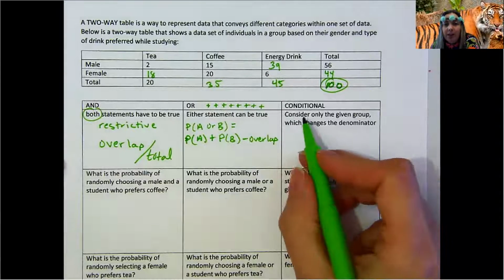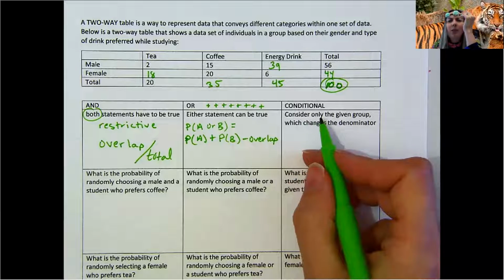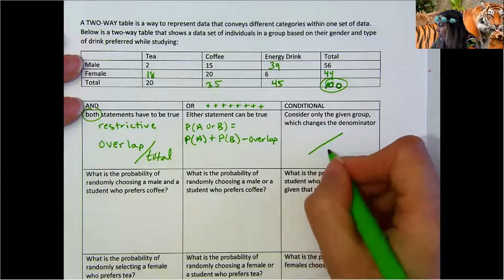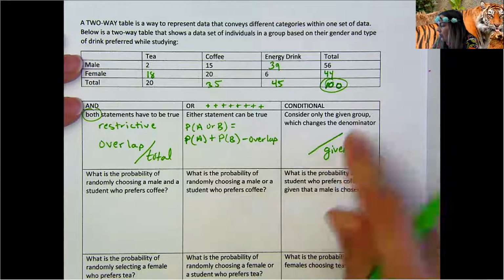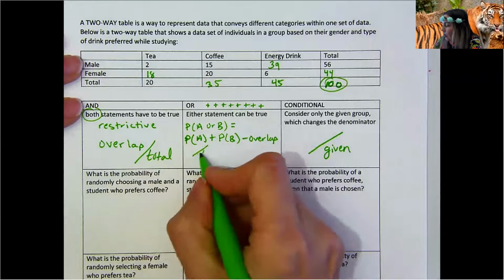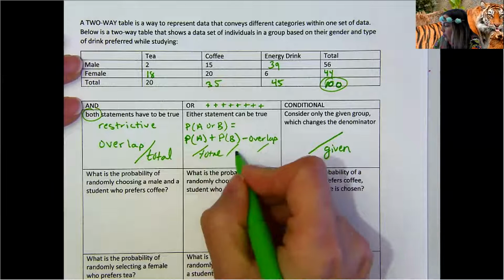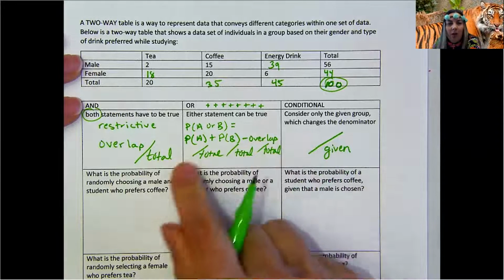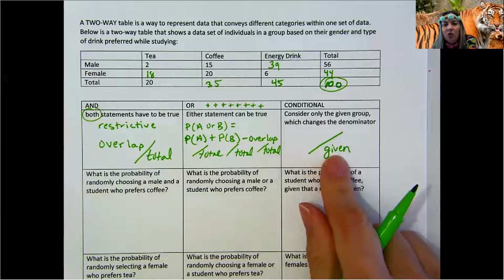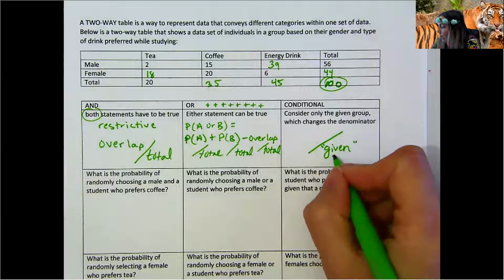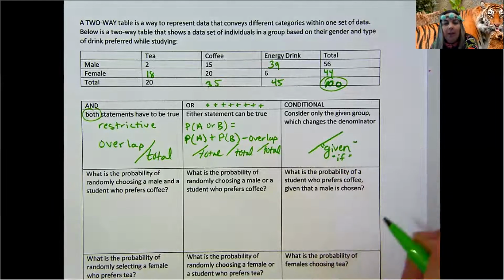The new stuff, conditional. This is when you consider only a given group, which changes your denominator. So whatever is given is now your denominator, instead of being the grand total. These all use totals. So 100 is the denominator in all those fractions. But when it's conditional, it's the given that's going to go under here. So you're going to look for keywords like given. You might look for keywords like if. And I'll show you what that looks like in a minute.